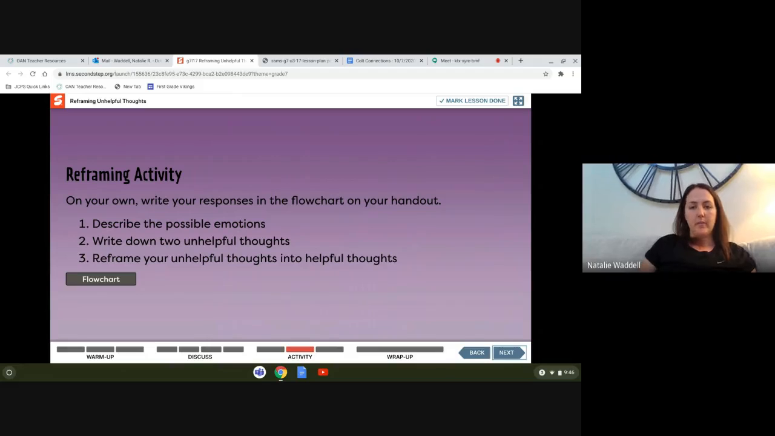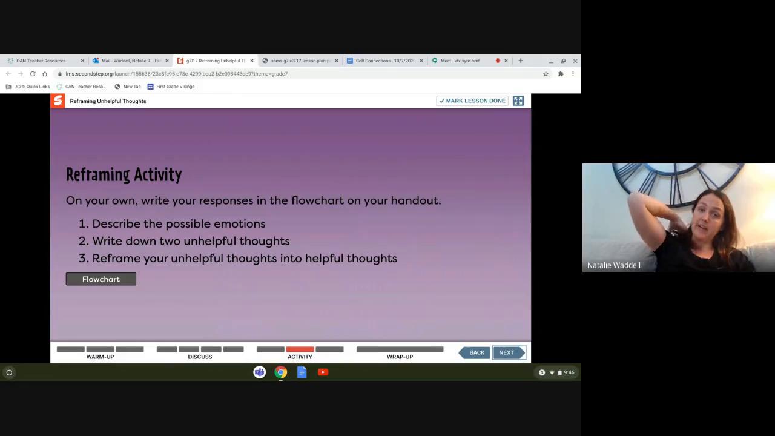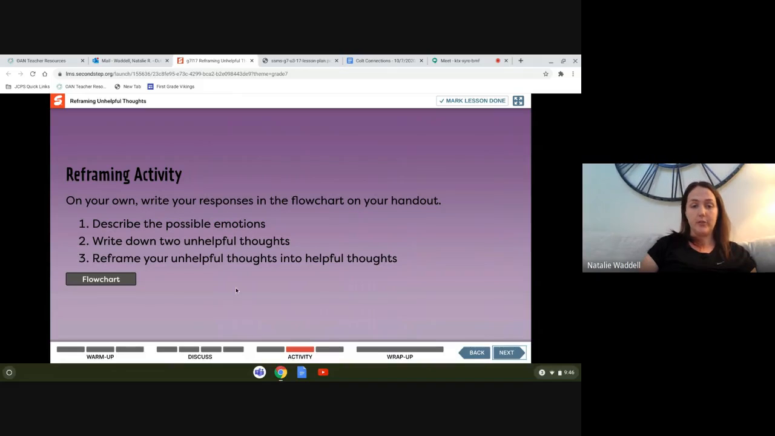Let's reframe those thoughts. I know that on here it says to write your responses in the flow chart on your handout, but for this scenario, we're going to talk through it. And then on your assignment for today, there's a flow chart that's going to look similar to this. It looks identical to the one that you did last week as well. So talking through this, describe the possible emotion. I want you to think about this as I'm talking through it.